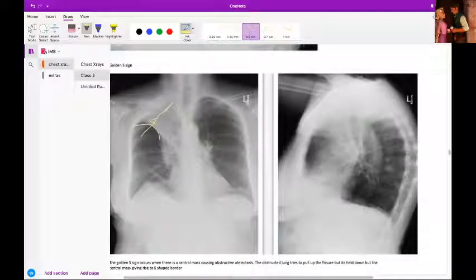But then the thing that's causing the obstruction, the mass, tries to keep the fissure in its same place, so you get this other edge. So you get a sort of reverse S sign, and that is called the Golden S. This part is because of the atelectasis trying to pull up, and this edge is because of the mass trying to keep the fissure in its place. So this is the Golden S sign.